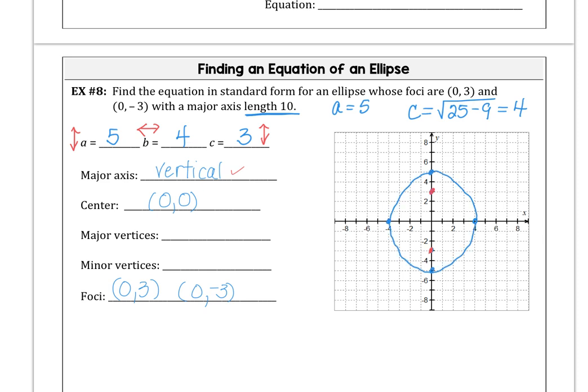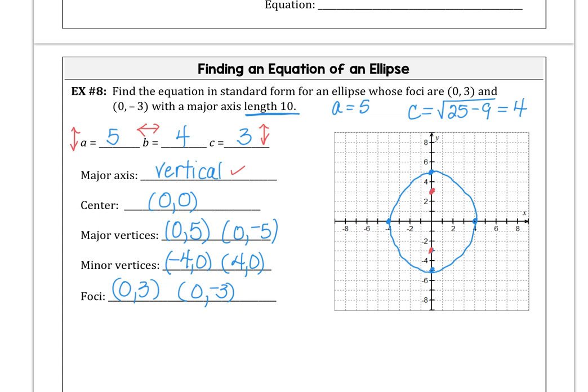All right, the major vertices are going to be on the y-axis this time, 0, 5, 0, -5, and the minor vertices are going to be on the x-axis, -4, 0, and +4, 0. So those are some basic ellipses. Let's look at example 9.